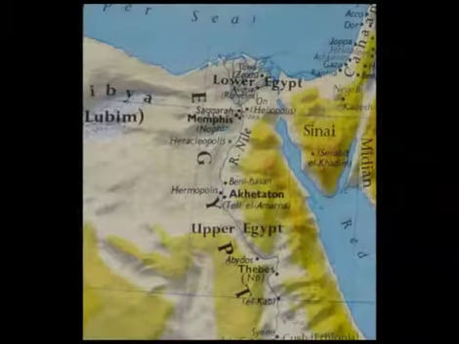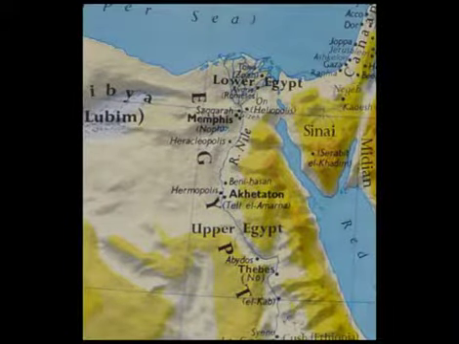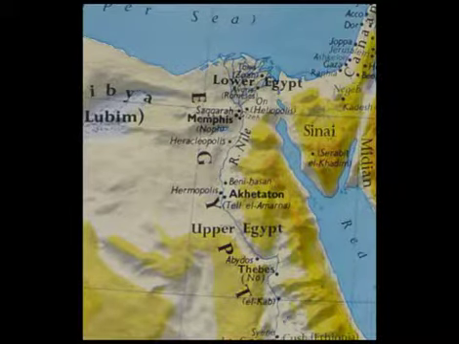You'll notice it's a little counterintuitive, but northern Egypt is called Lower Egypt. Southern Egypt is called Upper Egypt, because the topography here is much lower. This is closer to sea level, so it's called lower in terms of its altitude, not in terms of north and south.